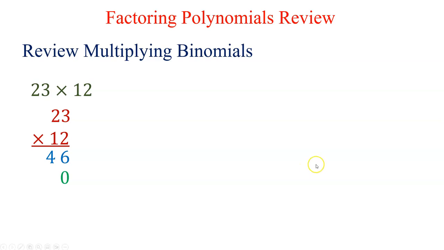Here, the reason you're putting this 0 is a placeholder, because what you're about to do is multiply not by 1, but actually 10, because the 1 is in the tens column. So we're doing 10 times 3 is 30. The 3 goes in the tens column. Technically, 10 times 20 puts 2 in the hundreds column. Add everything up, 276.